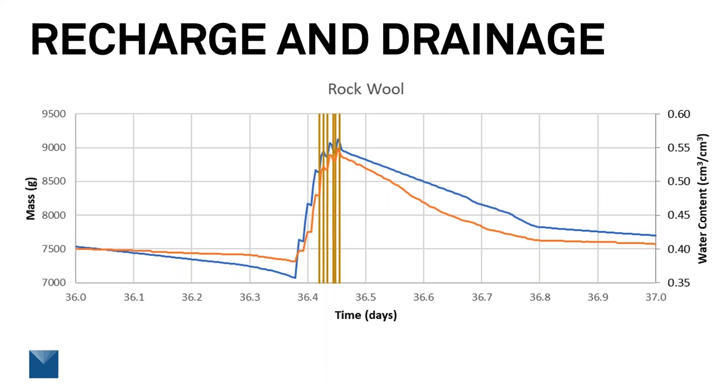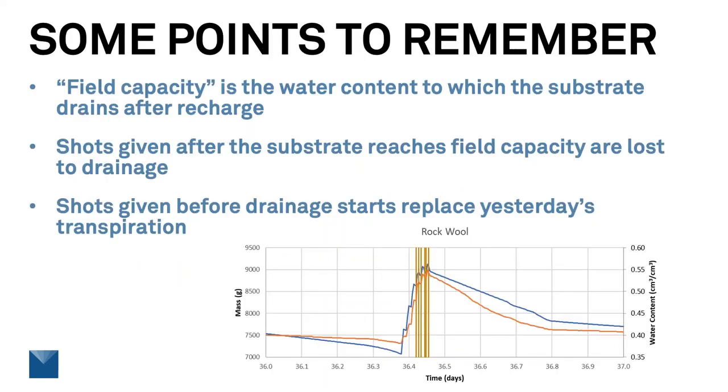So here are some of the important points to remember relative to our water balance model and the measurements that I've shown you. First, field capacity is the water content to which substrates drain after recharge with an excess of water. If you look at the orange line in the graph here, the final shot causes the water content to reach about 55%, but the substrate quickly drains to about 54%. We therefore set the field capacity in this situation to 54%.